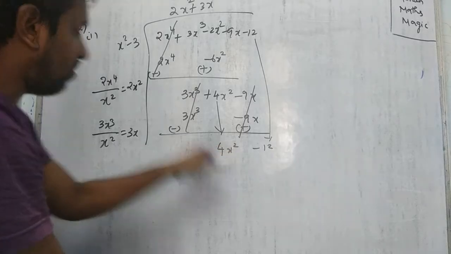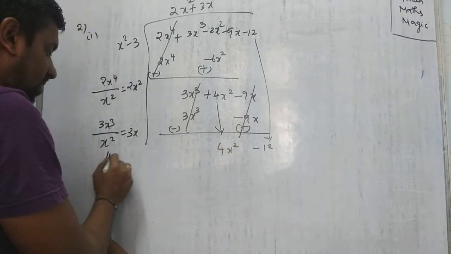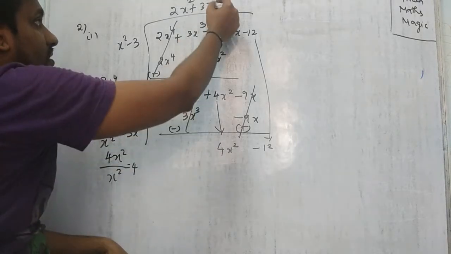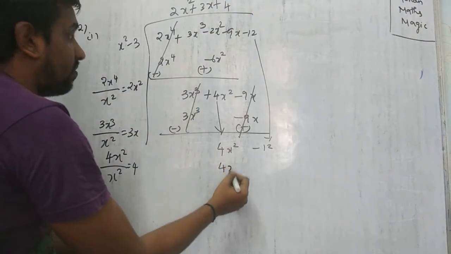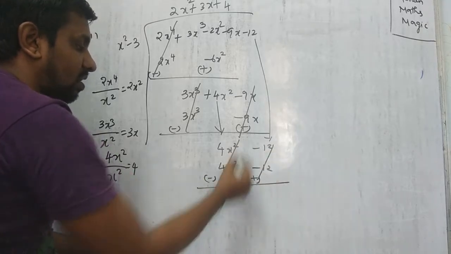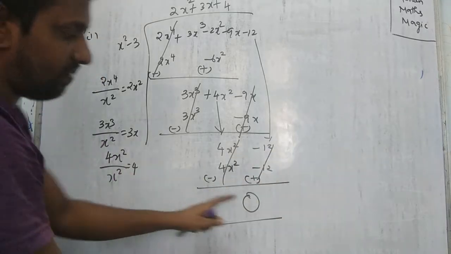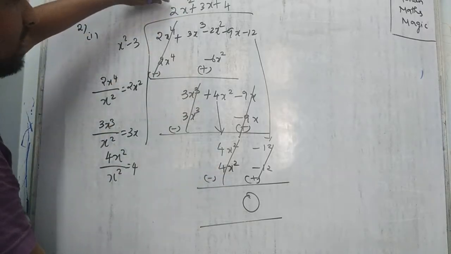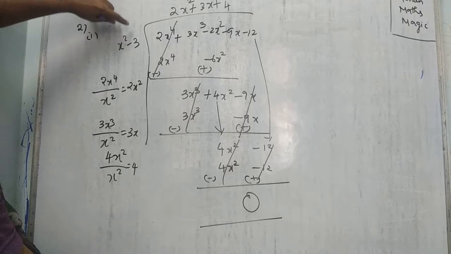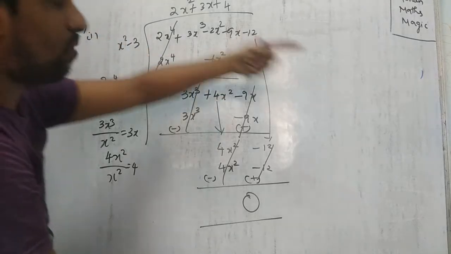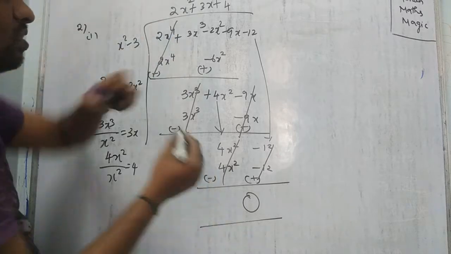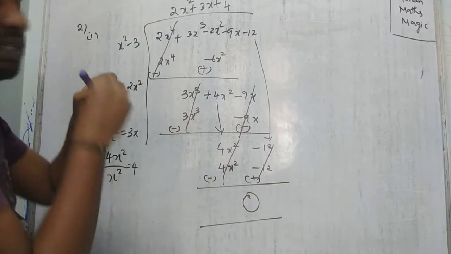Okay, this is not smaller. Compare with this one, same term. 4x square by x square, I got plus 4. So 4x square minus 12. Change the symbol, I got 0. Once the remainder is 0, we can write that this one is a factor of the other. Suppose they ask one more step, find the other two zeros. Then put the quotient equal to 0 and use splitting the middle term.